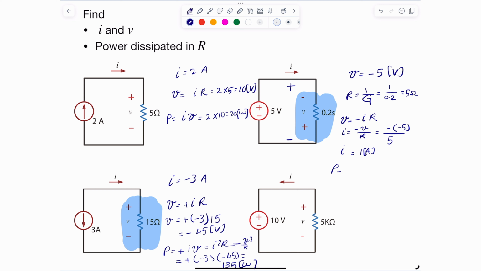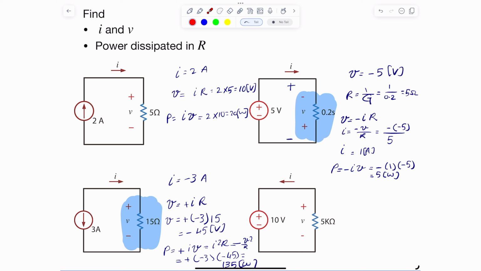So I times V. But in this case, the current is hitting the negative first, so I need to say this should be negative. All right, so I have negative, I is 1, and V is negative 5. And this here is 5 watts. That's how much power is being consumed by this particular resistor.